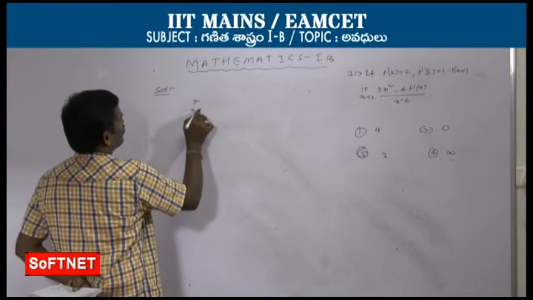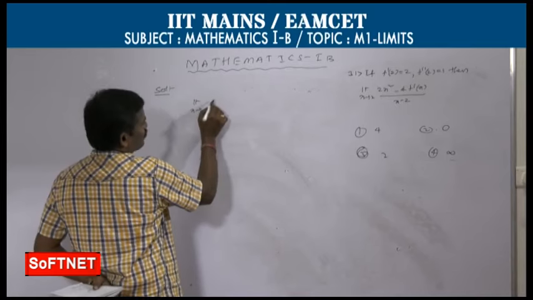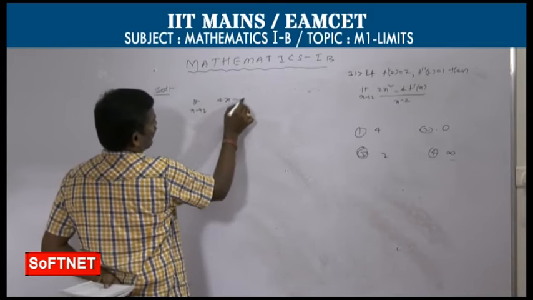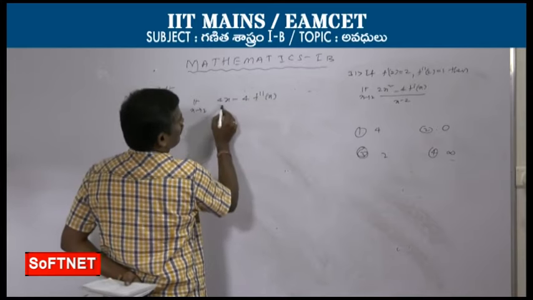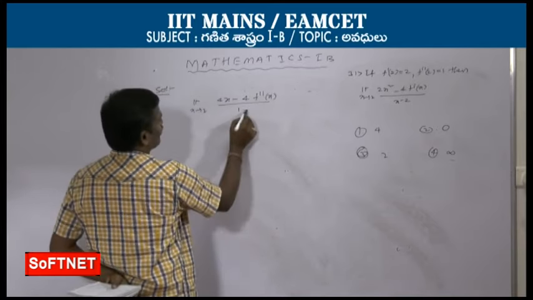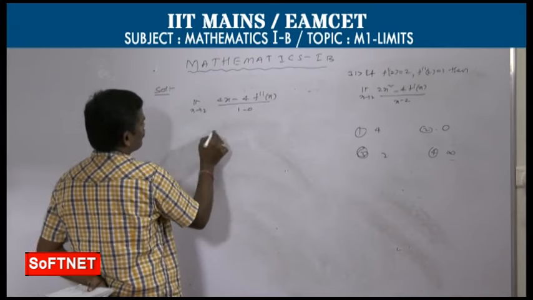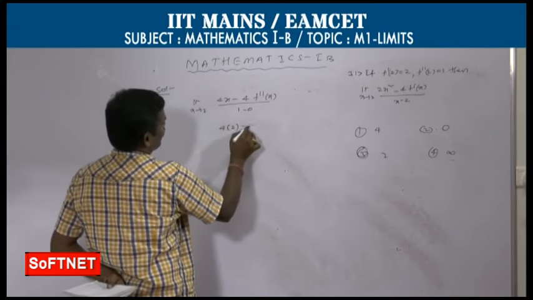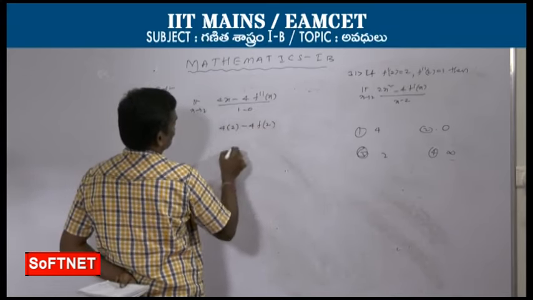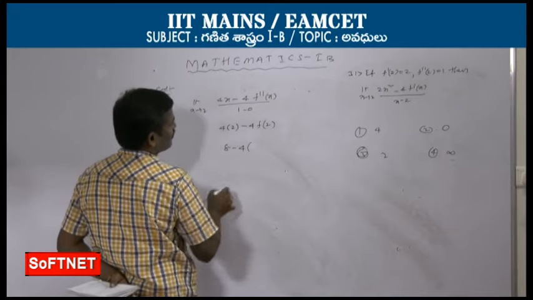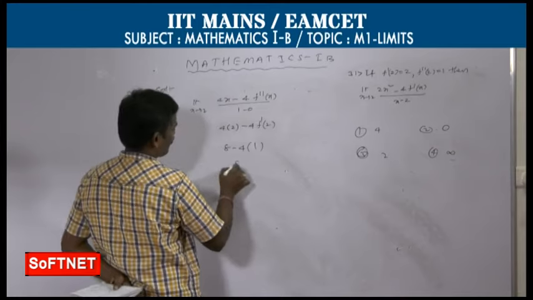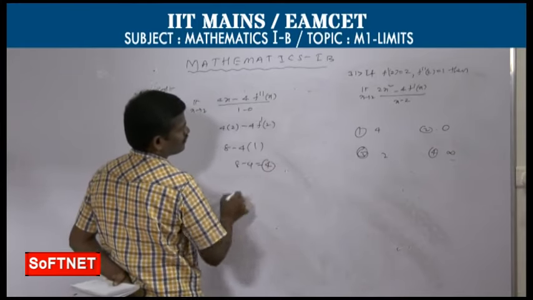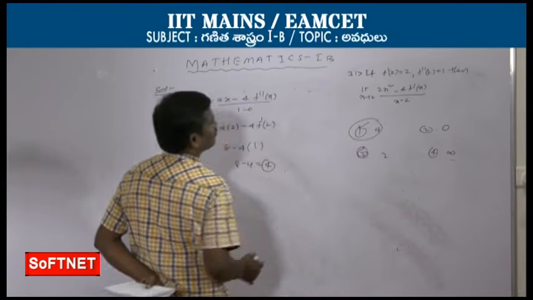Limit as x tends to 2, differentiating: 4x minus 4 f double dash of x by 1, minus 0. So substitute x as 2: 4 into 2 minus 4 into f dash of 2. So 8 minus 4 into f dash of 2, what is f dash of 2? The answer is 1. So 8 minus 4, that is 4. Answer is the first option.